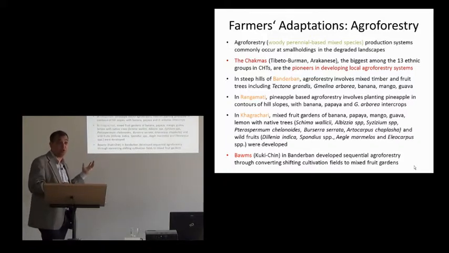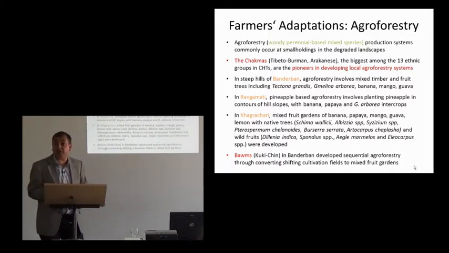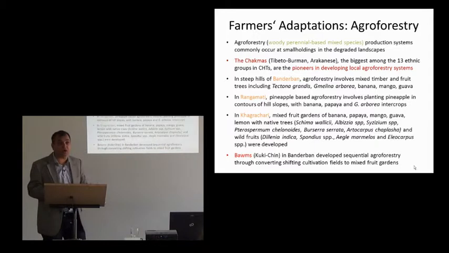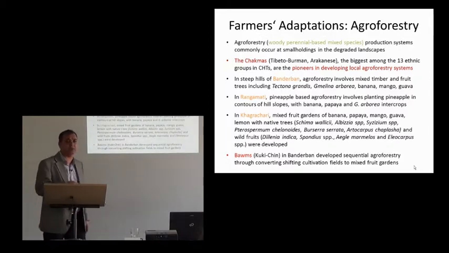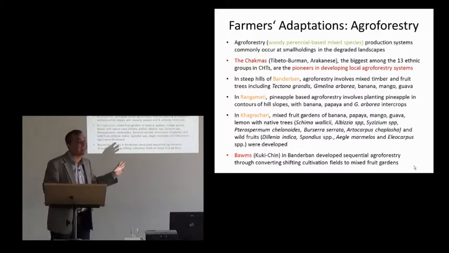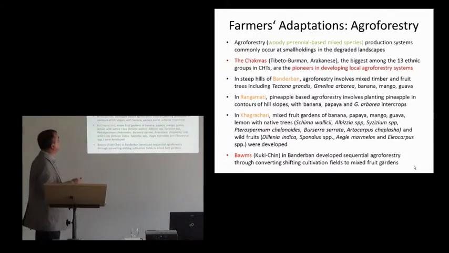So the farmers, from their own knowledge, already prefer these woody perennials, which are trees. They are not talking about pastoral or livestock, but they're always talking about woody perennials. The Chakma people, one of the 13 ethnic groups, are the pioneers in developing these local systems. I could have shown you a picture of Chakmas here, but unfortunately I don't have space for that.